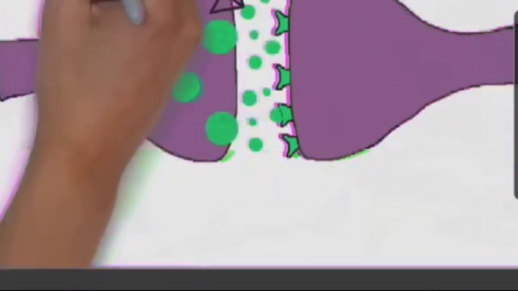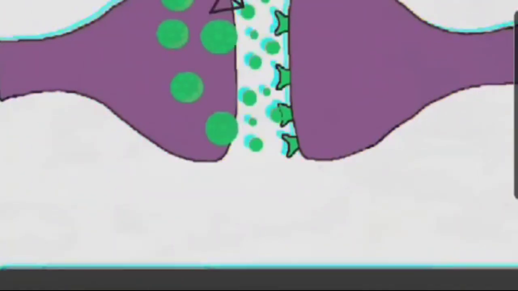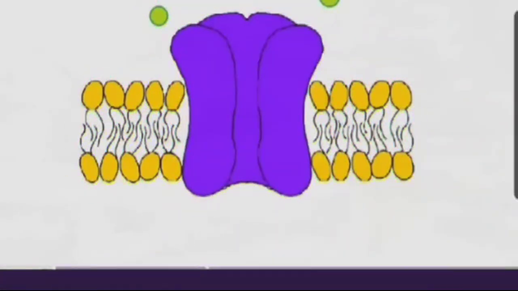When neurotransmitter molecules are released from a neuron, they pass the signal to the next neuron by interacting with receptors on that neuron. These receptors are made up of proteins embedded in the membrane of the postsynaptic cell. There are two broad families of neurotransmitter receptors.